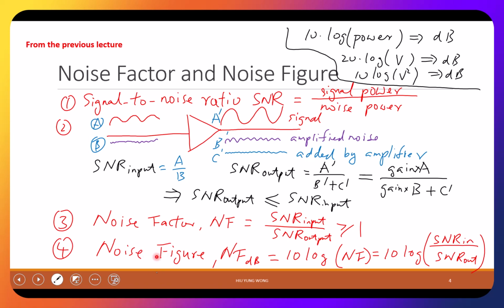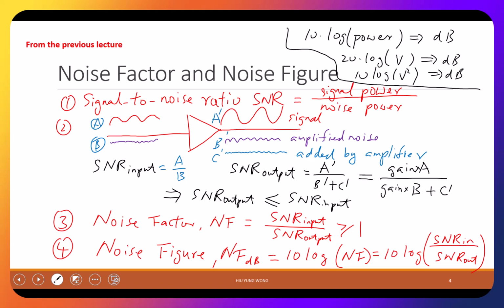Now, then we have another metric called noise figure. It is very convenient because in the amplification, we usually use dB, right? So it is easy. You just take the log of the noise factor times 10 and express it in the units of dB. And what is dB?